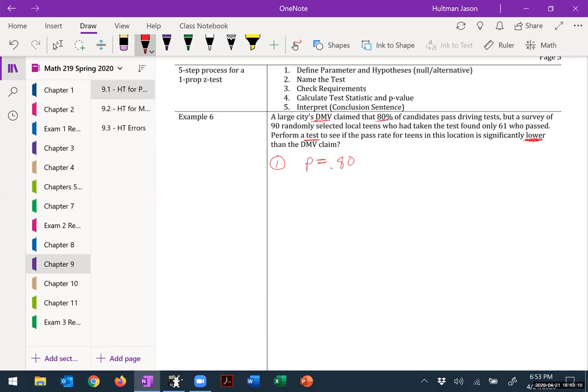So that's my null hypothesis. My null hypothesis is that P is equal to 0.80. That's my null. That's what I'm testing against. What's my alternative? And again, the equal sign always goes with the null.